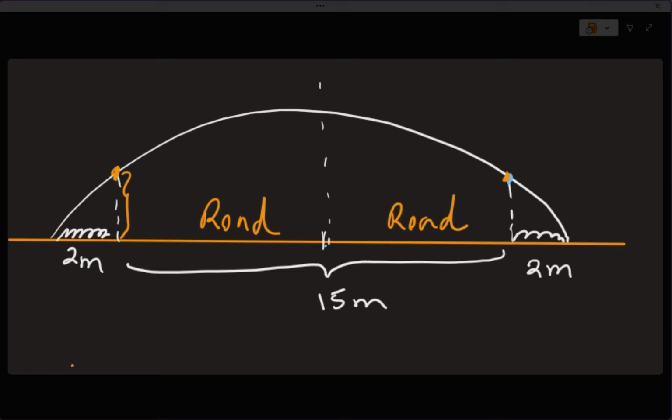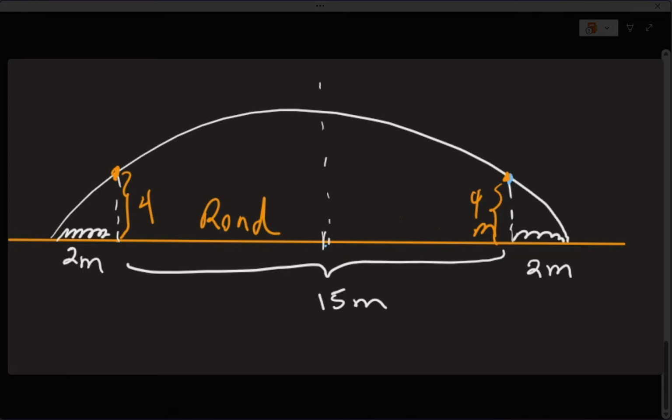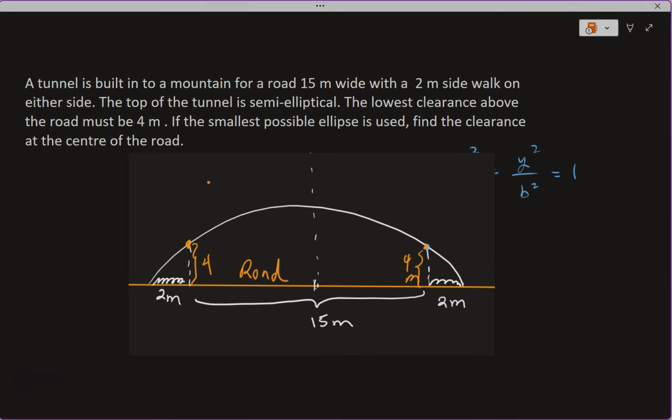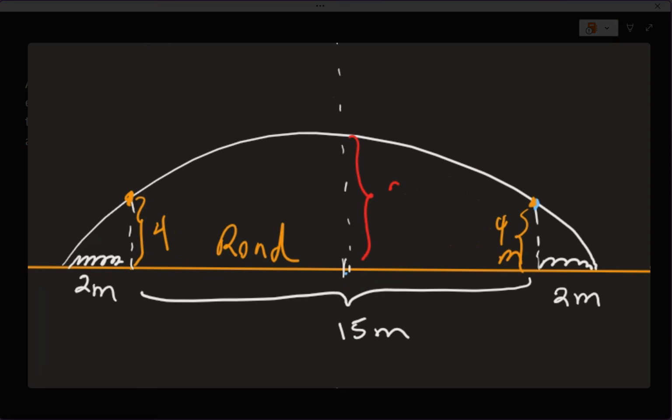So the lowest part, this distance from there to here, that should be 4. It cannot be less. And so on the other side, right? That one is also 4 meters. So both of those must be 4 meters. And the question says, if the smallest possible ellipse is used, find the clearance at the center of the road. So basically what we want is the top value right here, this distance.